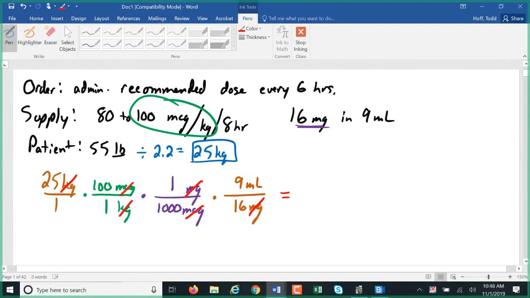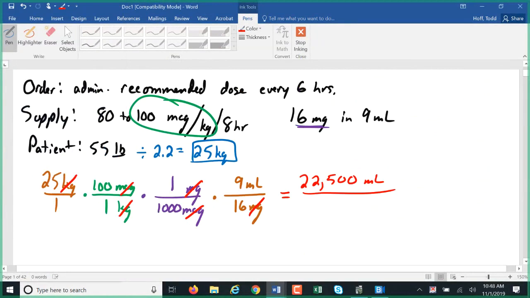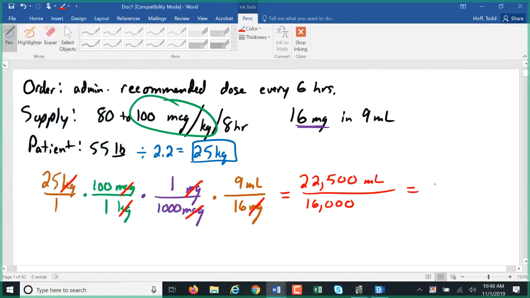25 times 100 times 9 is 22,500 milliliters. Yep. And on bottom we have 1,000 times 16,000. 22,500 divided by 16,000 going to give us 1.406. So we're going to call that 1.41 milliliters.